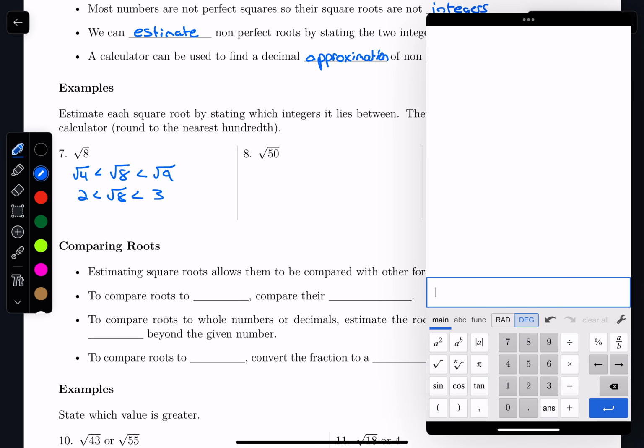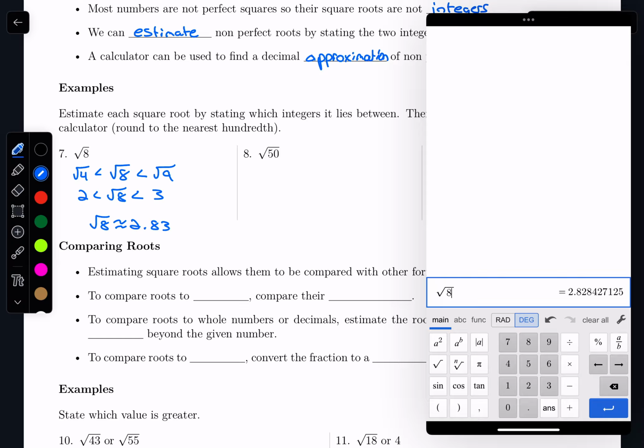Now we can confirm this with a calculator by just typing in square root of 8. Notice it gives me 2.828, so I'm going to round that. The square root of 8 is approximately 2.83 because it says nearest hundredth in the prompt. And 2.83, notice that that is in fact between 2 and 3.